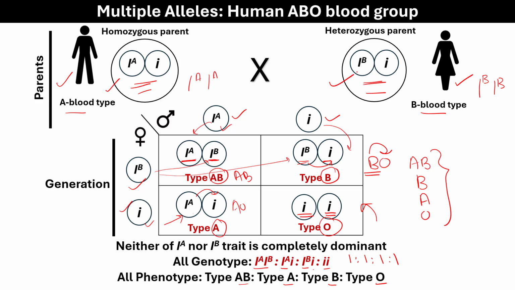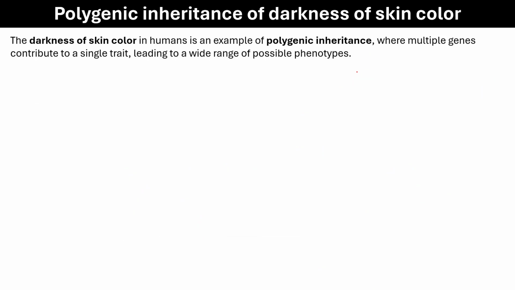The next non-Mendelian inheritance we are going to study is the polygenic inheritance. The example here is the darkness of the skin.